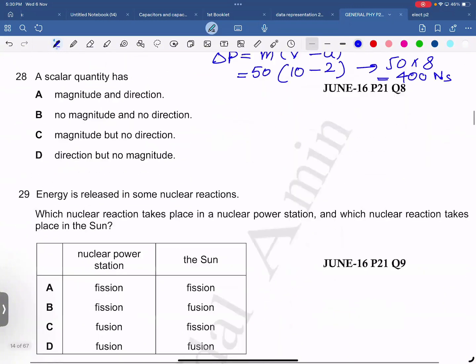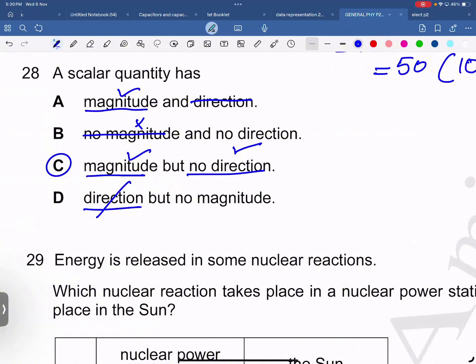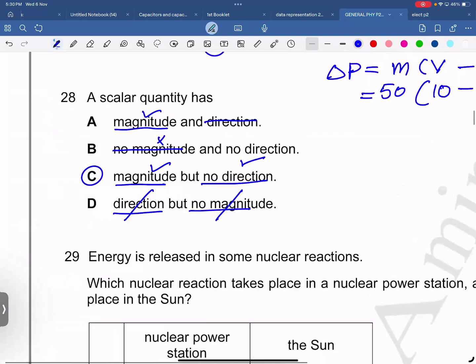Question number 28. A scalar quantity. Scalar has magnitude but no direction. Magnitude, yes, no direction, yes. No magnitude, wrong. Option C. They say direction, no. No magnitude, no. So option C, it has magnitude but no direction.